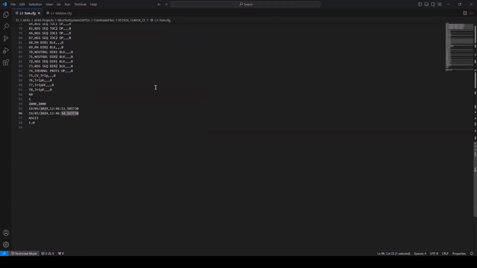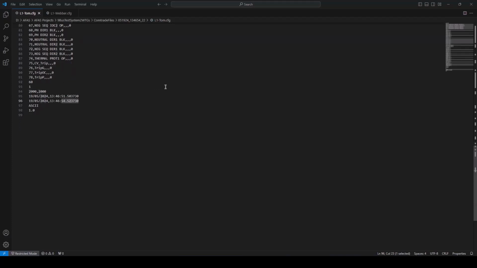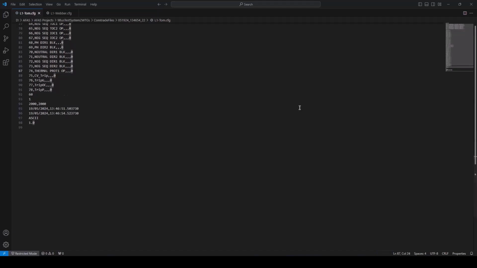AFAS looks at the trigger times and groups those COMTRADE files that are within a configurable time of each other to create incidents. By default, this time is set to 1 second. So these two COMTRADE files, which are 8 milliseconds away from each other, will definitely belong to one incident. Also, AFAS automatically synchronizes these COMTRADE files to perform double-ended fault location algorithms. All right. Before analyzing these COMTRADE files with AFAS, let's visualize them using Waveform Viewer.